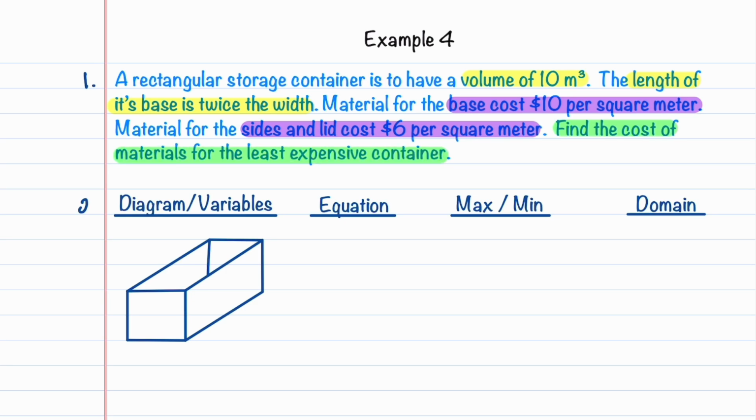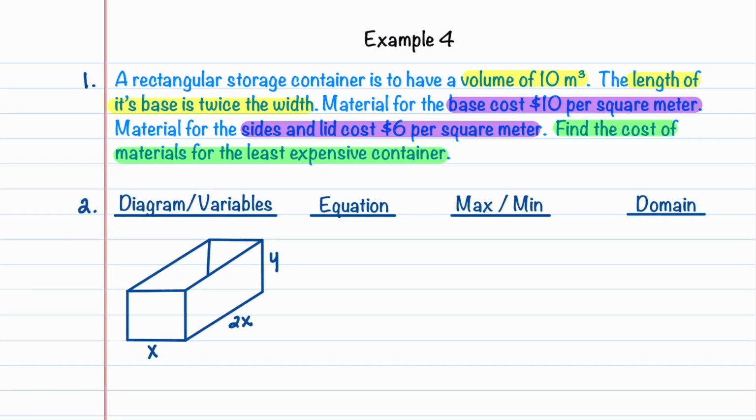Our second step is to put all this information into the 4 categories that I have listed here. I went ahead and drew a storage container, and now we just have to label the sides. We're told that the length is twice the width. So let's let our width be x, and then our length can be 2x. And then we'll let the height be equal to y.